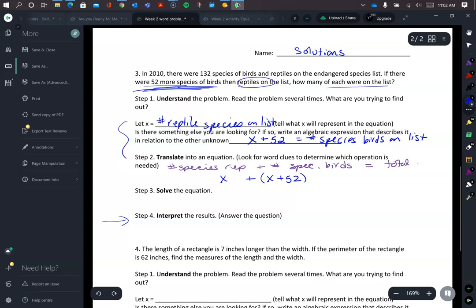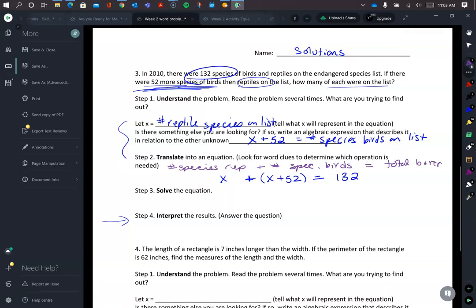Now, a lot of times we put parentheses around there just to group them together, so we know that represents birds as a whole there. However, because I have a plus here, I really didn't need them, but if I had anything else besides a plus on the outside of my parentheses, I would totally need it. And then it's 132 total of birds and reptiles. So we could write that here, birds and reptiles, right?